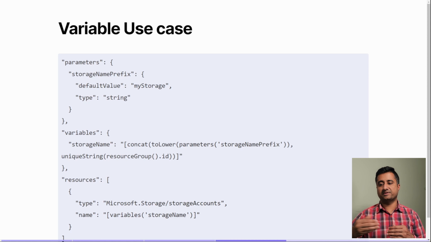And then if you look below in the resources, I'm utilizing this variable. In this case, it says variables('storageName'). So all these actions happen, and then you're utilizing it.